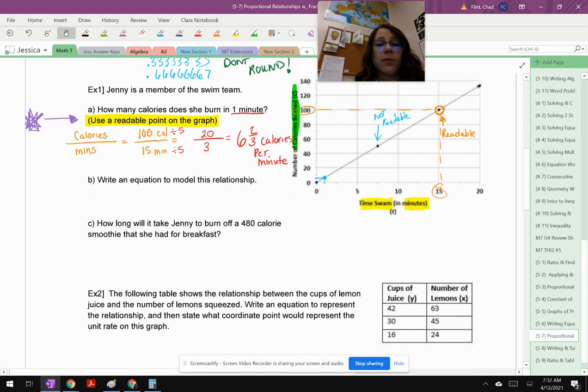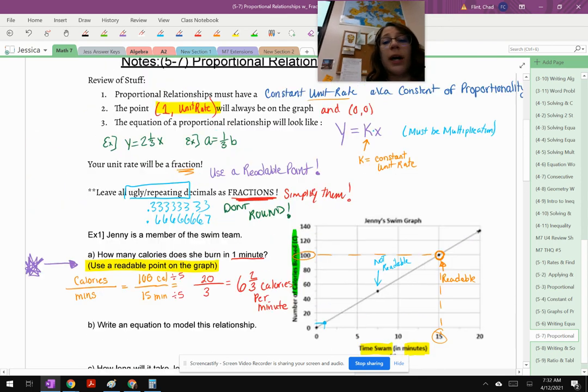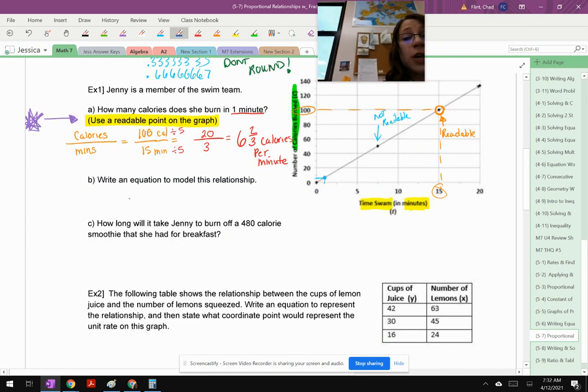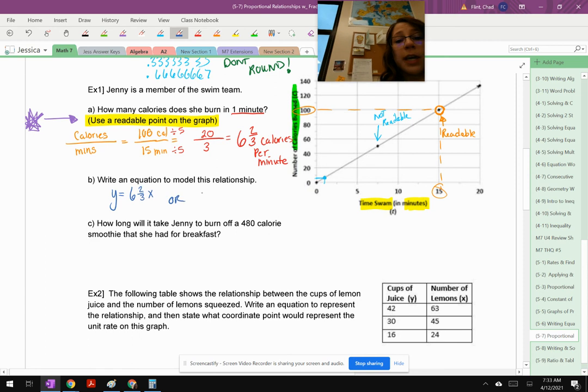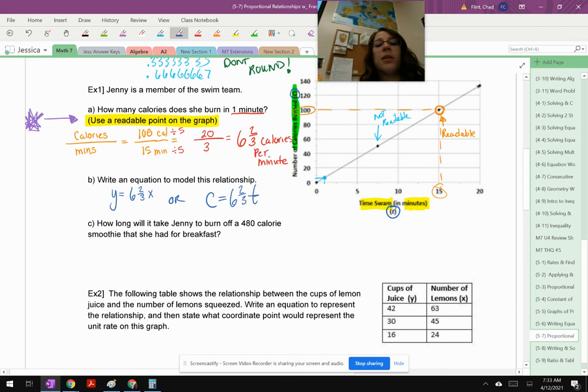Okay, we're going to keep going. Write an equation to model this relationship. So again, the equation y equals kx, I'm filling in the k, which is the unit rate. So y equals 6 2/3 x. Or in this case, because they're giving me variables to use, they're telling me C and T, I could do the calories is equal to 6 2/3 calorie per time in minutes. Either one would work.